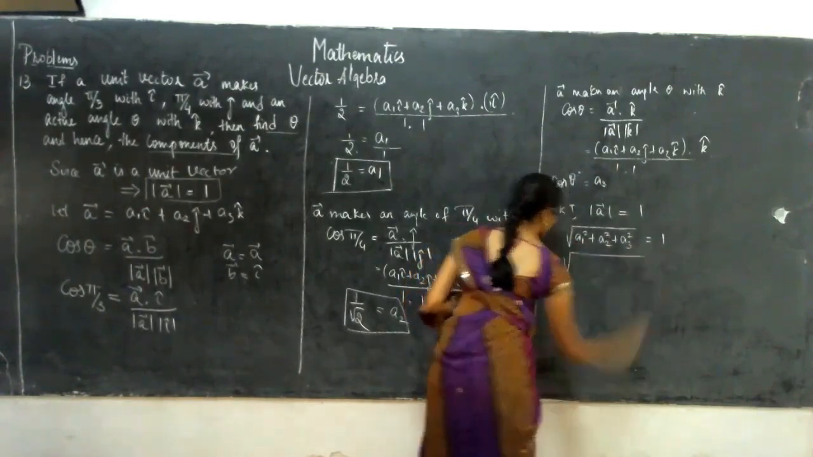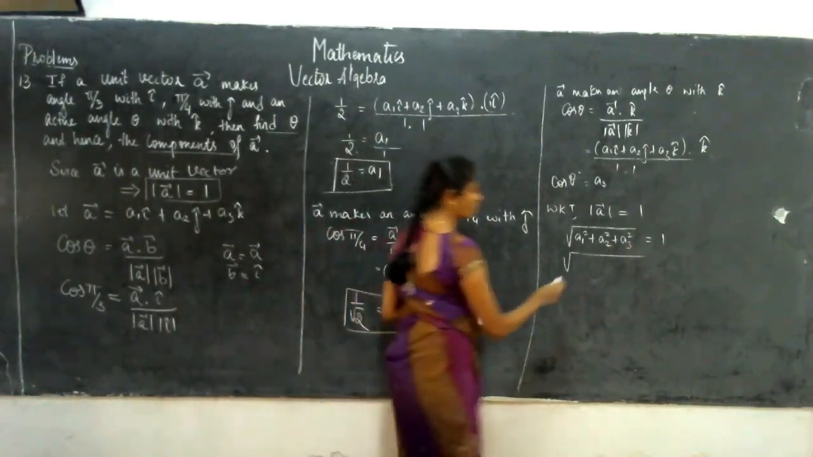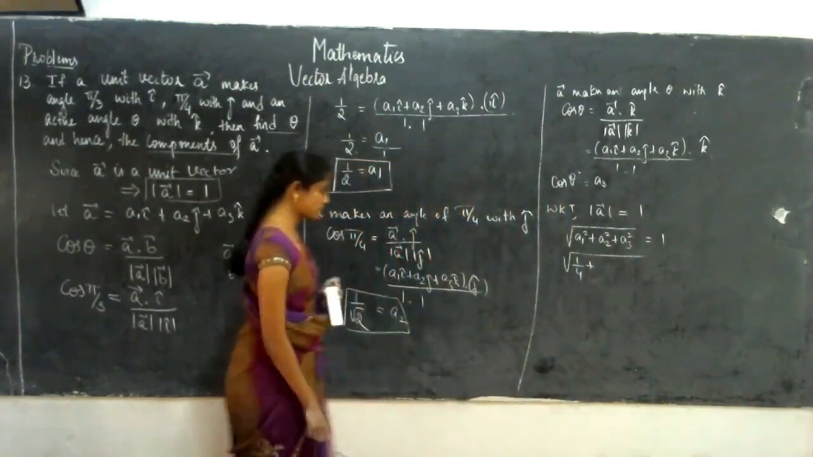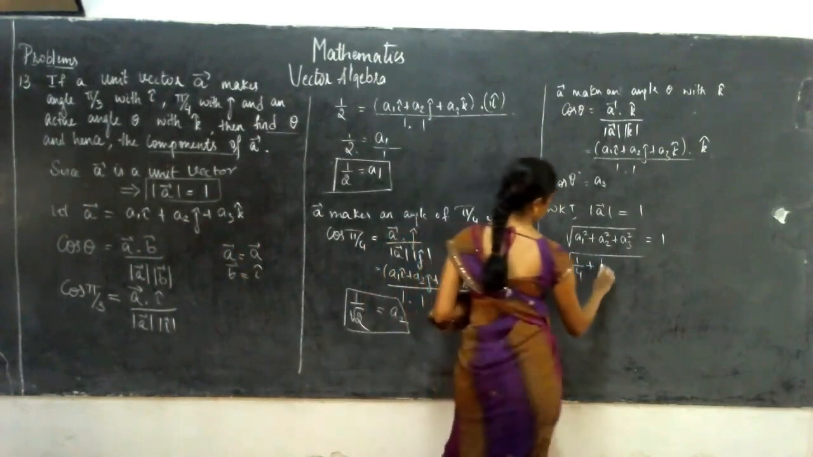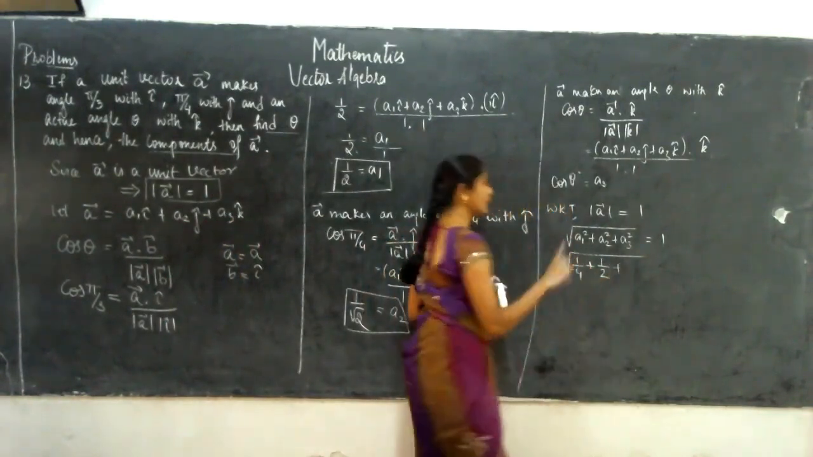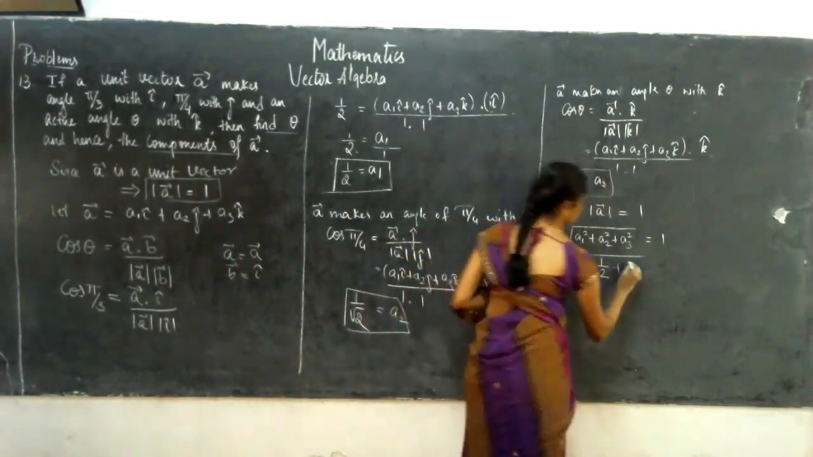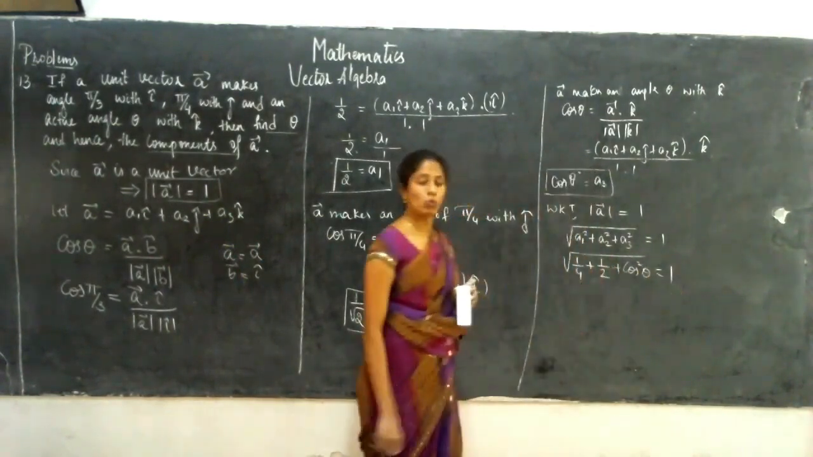Now, let us start substituting. Now, we found what is the value of A1. A1 is 1 by 2. So, 1 by 2 whole square, 1 by 4. Next, A2 is 1 by root 2. A2 square becomes 1 by root 2 whole square, it is 1 by 2. Plus, A3 square. A3, we got it as cos theta. So, this becomes cos square theta is equal to 1.